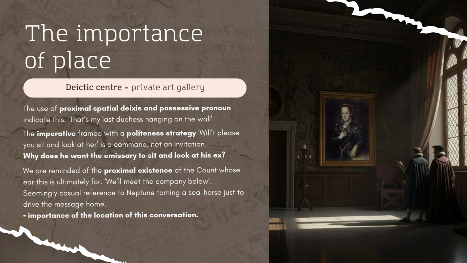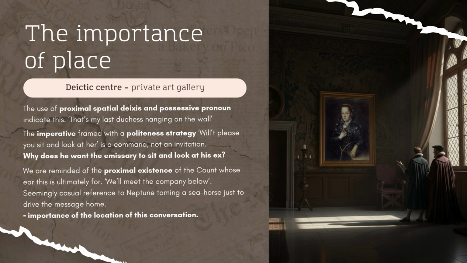Basically, he is the centre of his world. He wants beautiful things around him for himself to enjoy. He even directs the emissary when to sit and stand and where to look. Unlike his Duchess, of course, whose looks went everywhere, he is controlling the emissary.